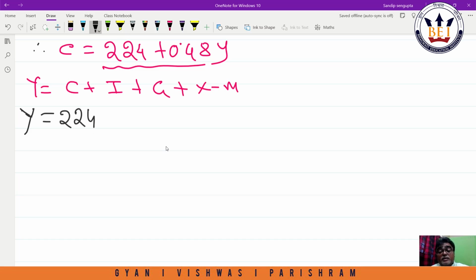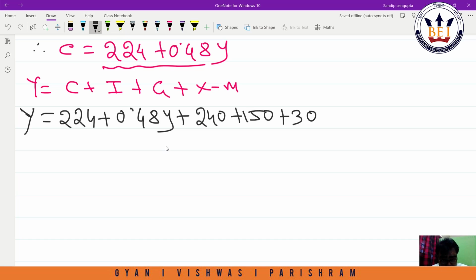224 plus 0.48y. How much investment is given? Investment is given as 240. How much government expenditure? G is given as 150. How much export? 30 plus 0.2y. How much import? 400.